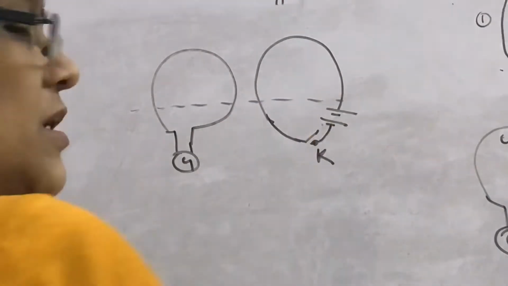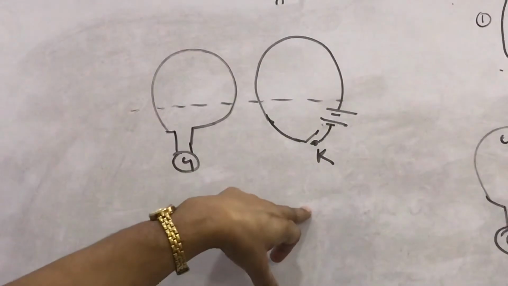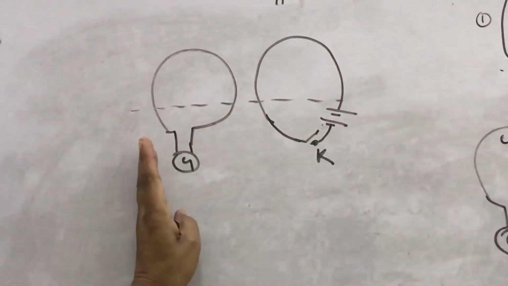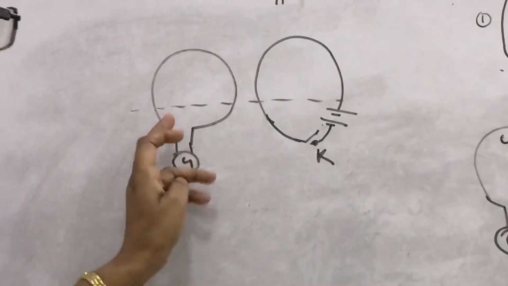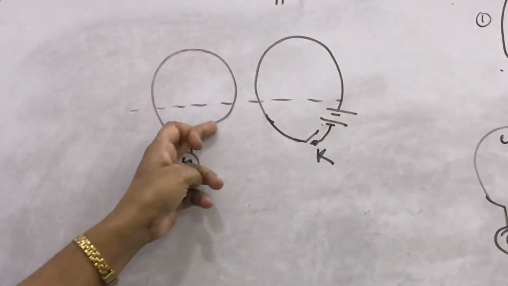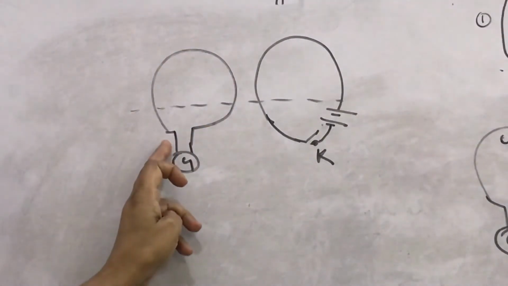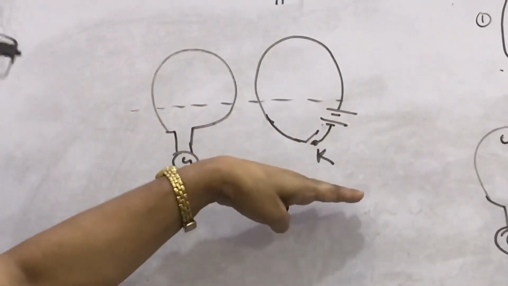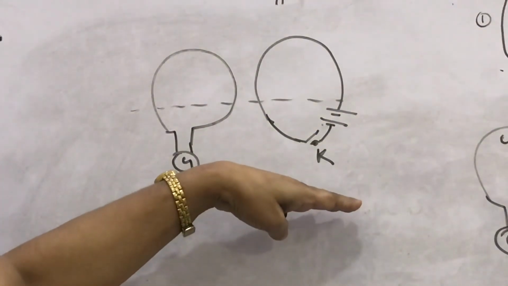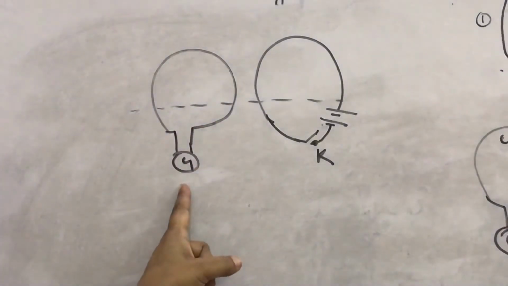Suppose this is key K. Whenever the key is pressed, a momentary deflection is shown by the galvanometer, indicating that an induced current or induced EMF is produced in this coil. If the tapping key remains pressed for a long time, there is no change, no deflection shown by the galvanometer.